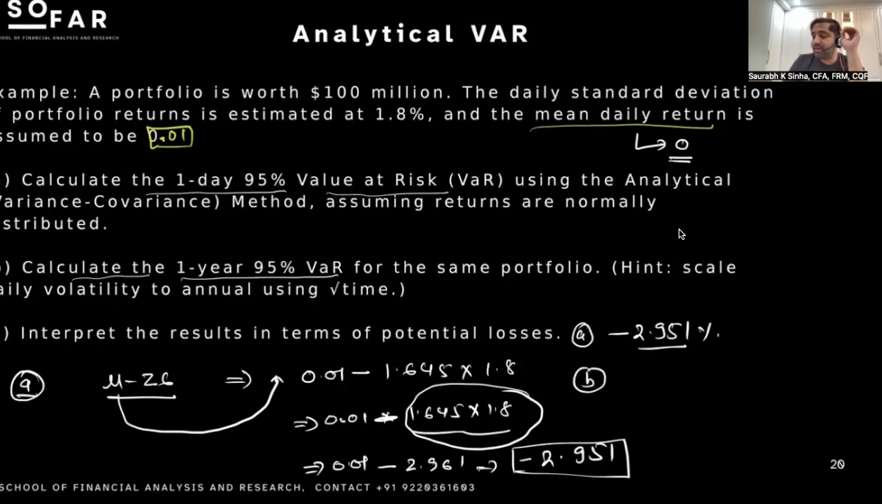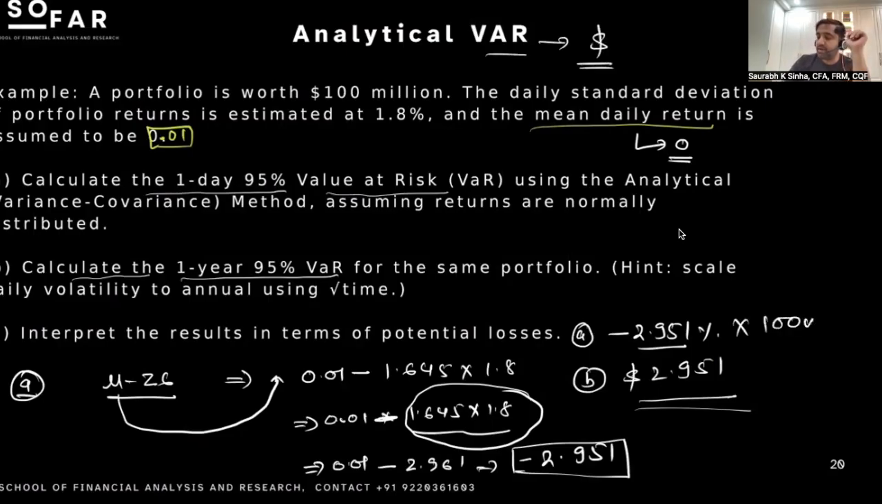The second would be given as $2.951 million, which is the correct answer. Always remember that VaR is always written in dollar terms. So what you'll do is multiply into 100 million, which is the portfolio value mentioned. Now this was an easy question. Super easy.